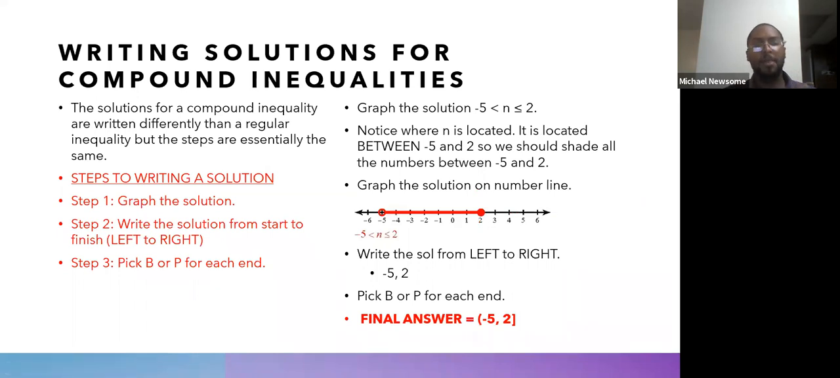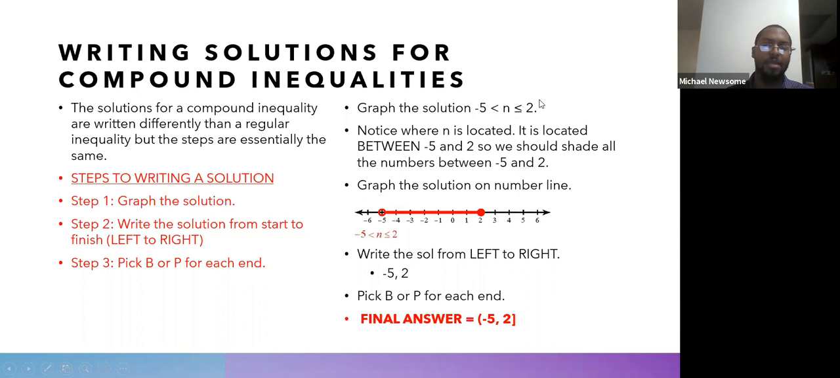First, let's talk about writing solutions for it. Let's just think about how a solution would look, and I'm going to come back to it when I work a problem. The steps for writing a solution are the same as for writing a regular inequality. We graph the solution, we write the solution from start to finish, we pick brackets and parentheses for each n. So let's look at this solution.